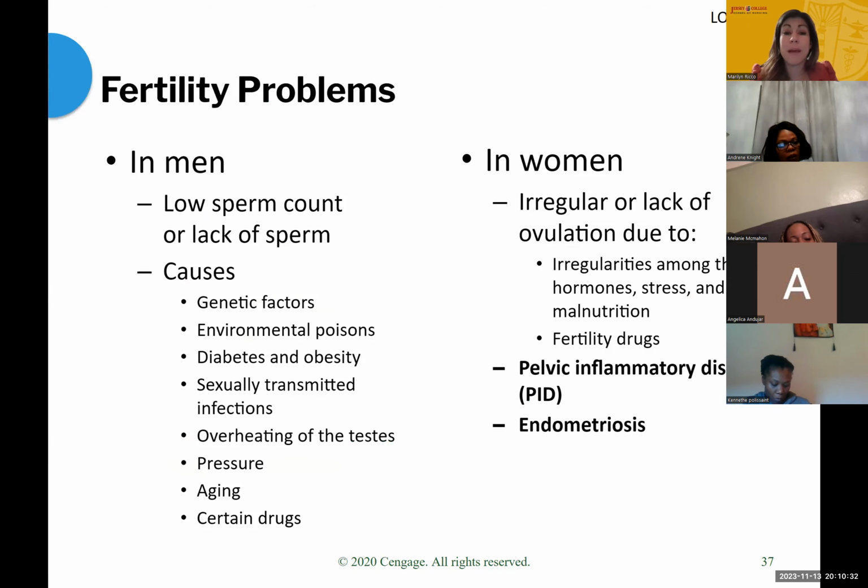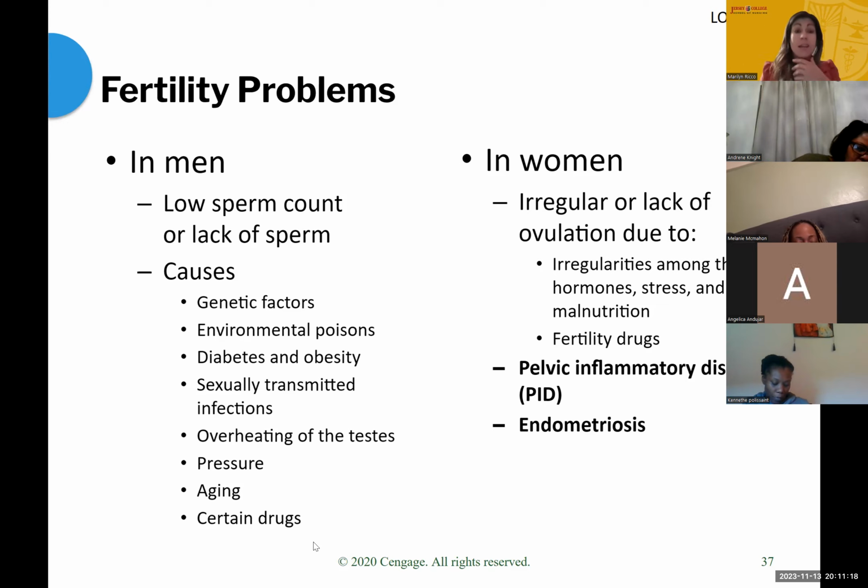So, fertility problems in men versus women. In men, they have low sperm count or lack of sperm. Some of the causes of these fertility problems are genetic factors, environmental poisons, diabetes and obesity, sexually transmitted infections, overheating of the testes, pressure, aging, and even certain drugs. In women, irregular or lack of ovulation due to irregularities among the hormones, stress and malnutrition, and fertility drugs. They also have pelvic inflammatory disease, PID, and endometriosis.